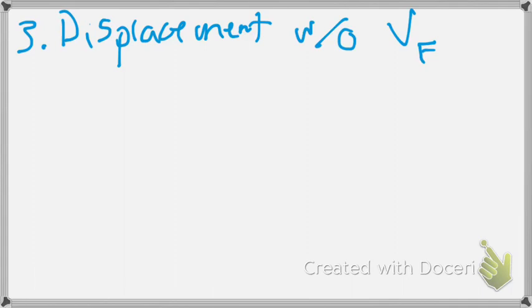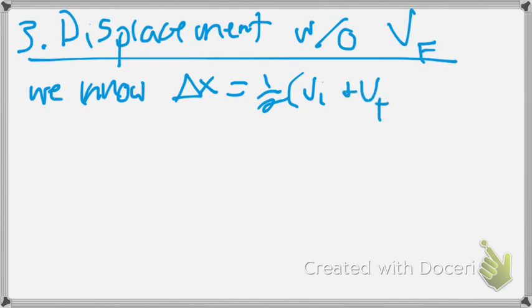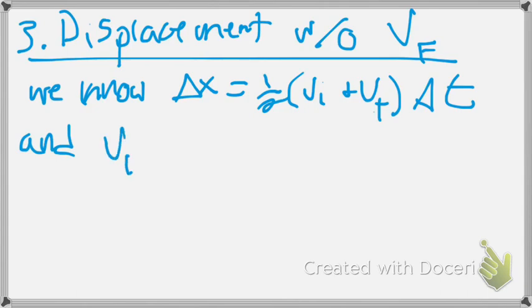And this is because we know from our first equation that displacement is equal to 1/2 of our velocity initial plus our velocity final times our change in time. And we also know from the second equation that velocity final is equal to velocity initial plus acceleration times change in time.